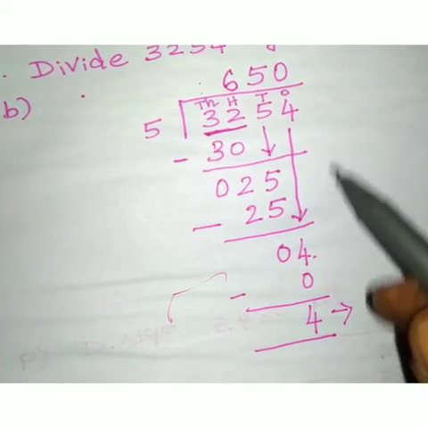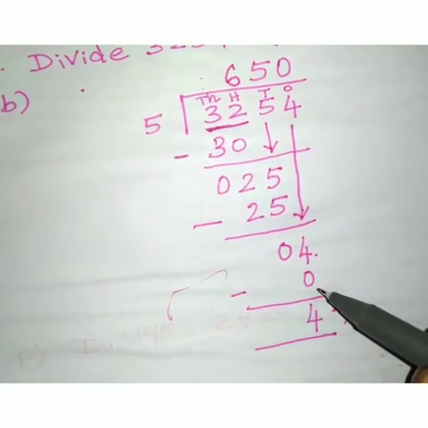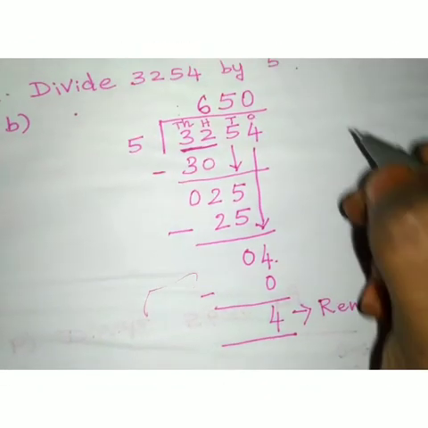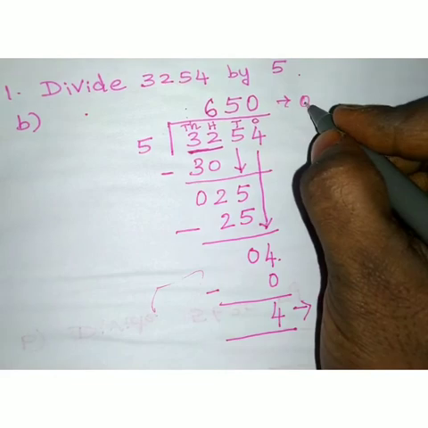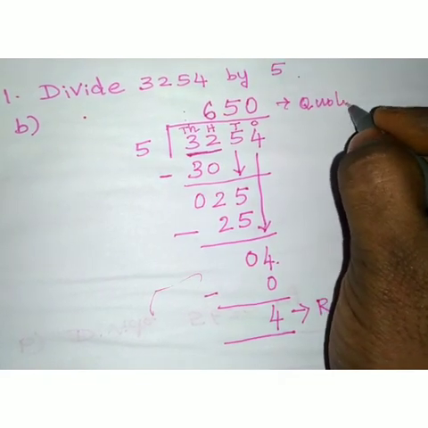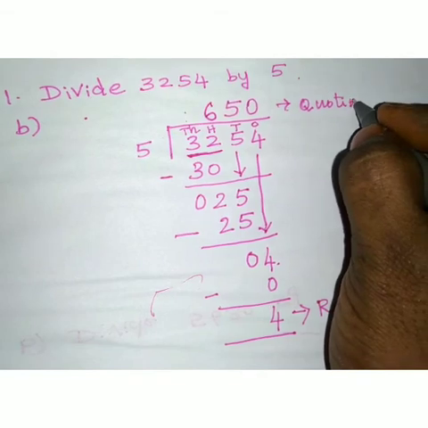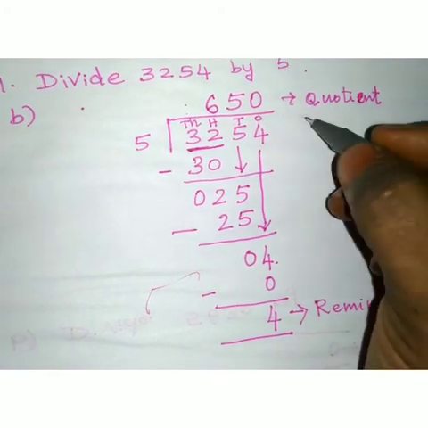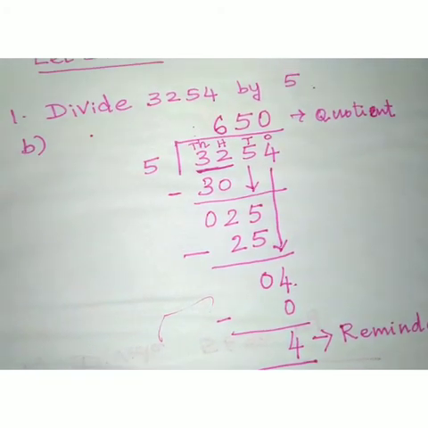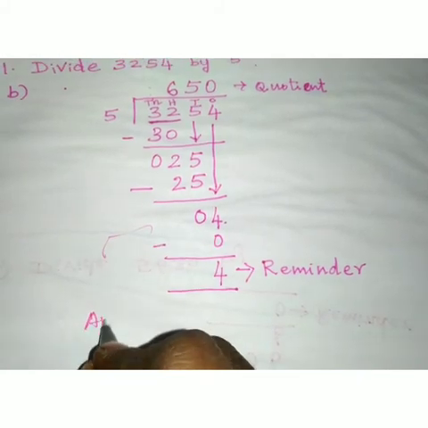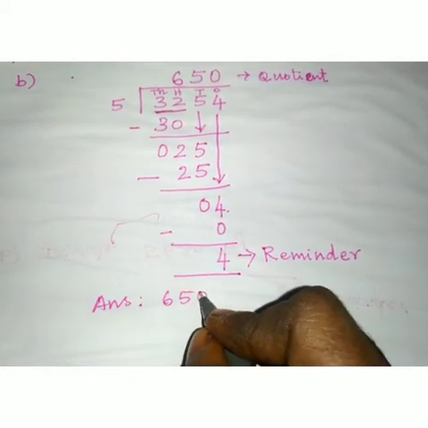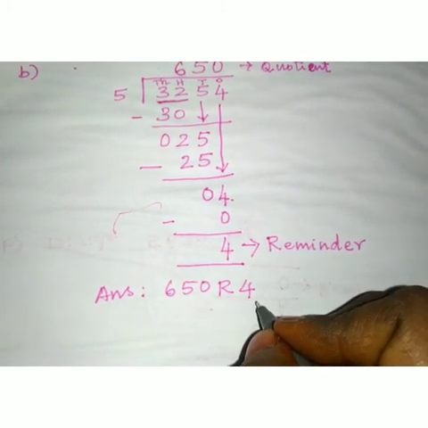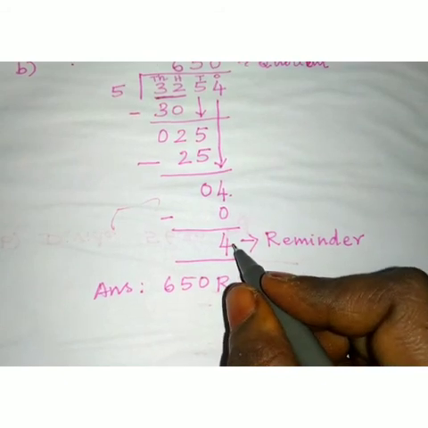After using the multiplication table of 5, then only you can get the remainder after subtraction. And we get the quotient as 650. We get the answer as 650 and the remainder as 4. You have to write the answer as 650 and remainder is 4. In this way you have to write the answer if you get a remainder other than 0.